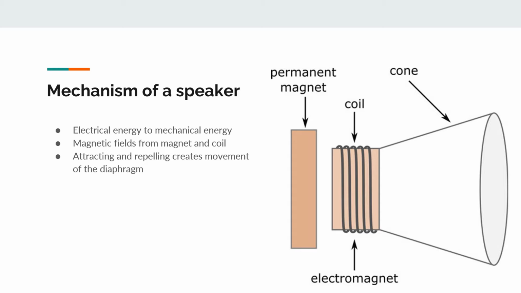Speakers undergo a series of energy conversions through magnetic fields generated by magnets and coils attracting and repelling each other. Electrical energy converts to mechanical energy and moves the diaphragm of the speaker. This movement pushes sound waves to eardrums, and then they are translated as sound by brains.